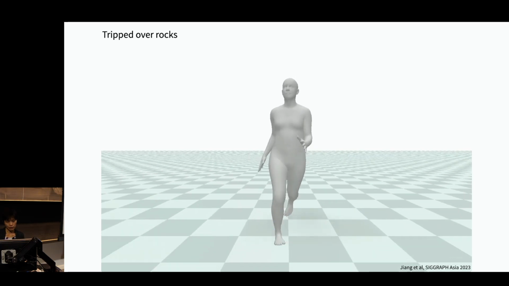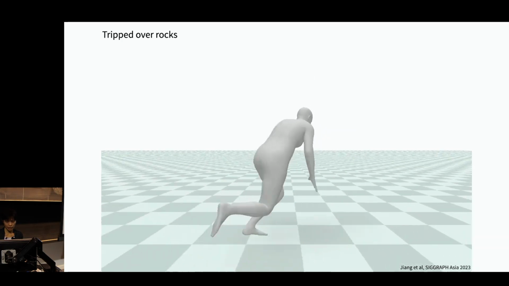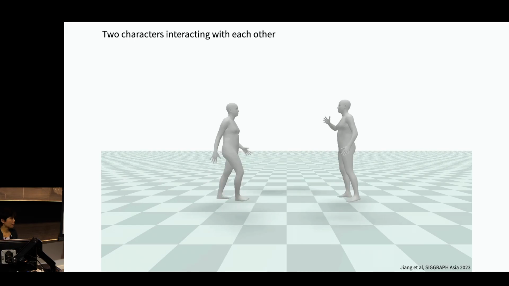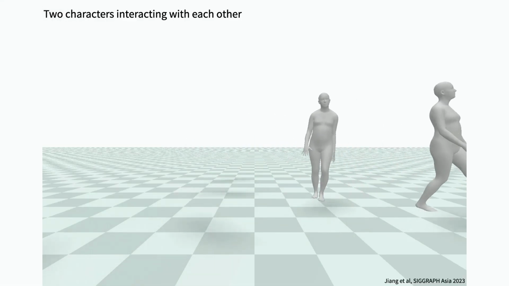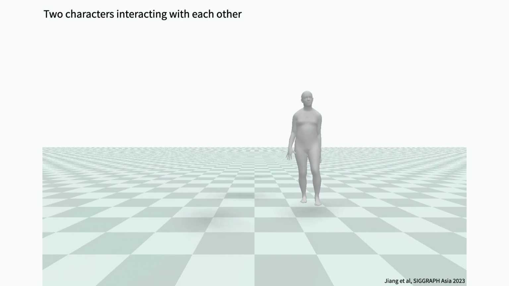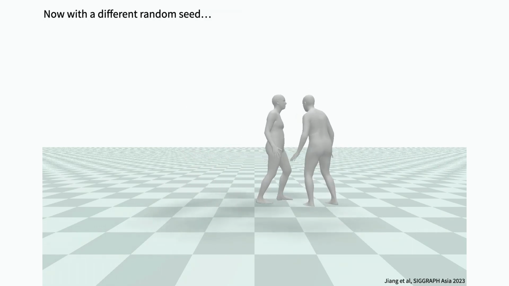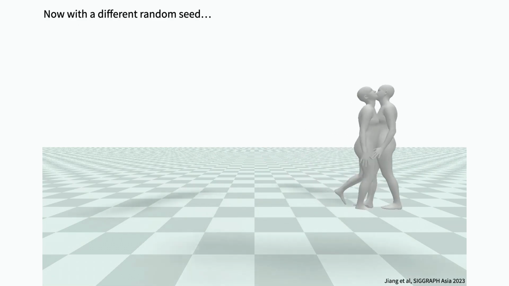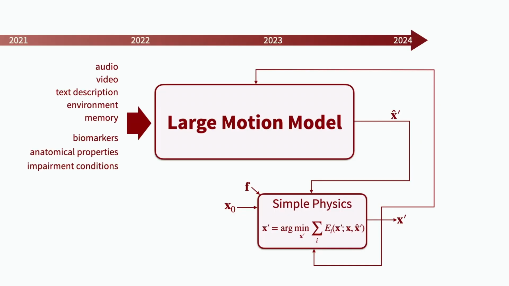And here we add obstacles on the floor, and you can see the response to that. And what if you put two agents together, with both of them controlled by large motion models? You can see that there is some response to that. But remember, these are generative models. So if we use a different random seed, the same scenario can cause very different results. Okay, so I hope you are intrigued by these generative models as I am.